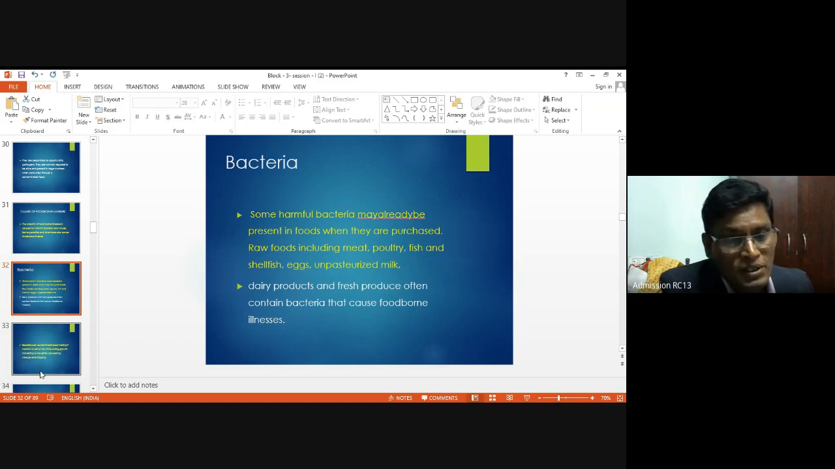How long they keep this food, and whether they maintain it in a suitable, clean environment, makes the difference. There is always a lot of exposure of this kind of product to microorganisms, where the food can get contaminated. Particularly dairy products and fresh produce are often contaminated with bacteria that cause foodborne illness.